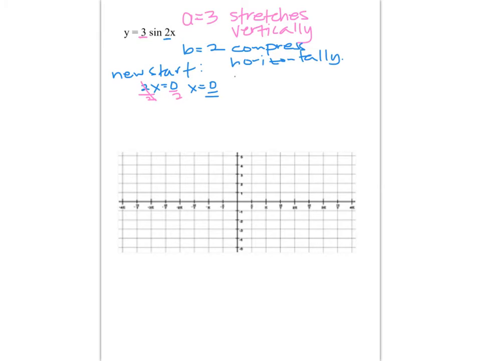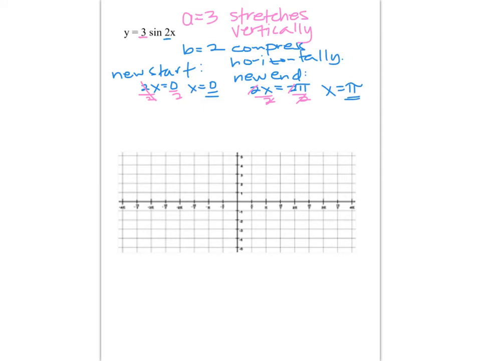To get the new end point, we're going to set 2x equal to 2 pi. And now when we divide by 2 to get x by itself, the 2's cancel on the left and on the right, and we get x equals 1 pi as our end location. So instead of ending at 2 pi, we're going to end at 1 pi. This definitely compresses our graph.